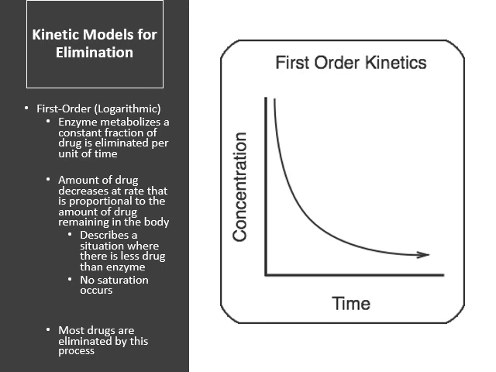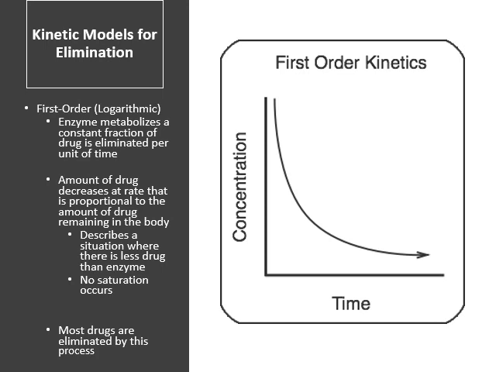So with first-order kinetics, basically what is happening is that the enzymes metabolize a constant fraction of a drug, and that drug is then eliminated per unit of time. The amount of drug decreases at a rate that is proportional to the amount of drug remaining in the body. It describes a situation where there's less drug than enzyme.